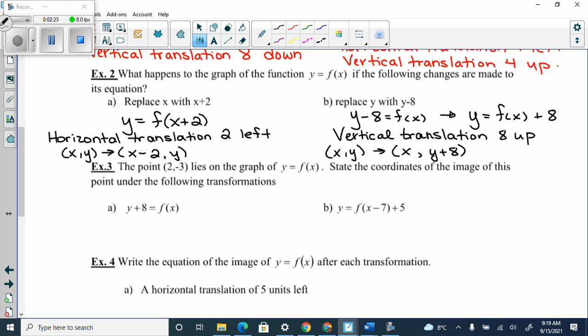Example 3. The point 2, negative 3 lies on the graph of y equals f of x. State the coordinate of the image. Image means movement. They'll say image of the point under the following transformations. We are moving a point. What are we going to use? Mapping. We move a point, we use mapping. We move a graph, we're moving a whole bunch of points, we use mapping.